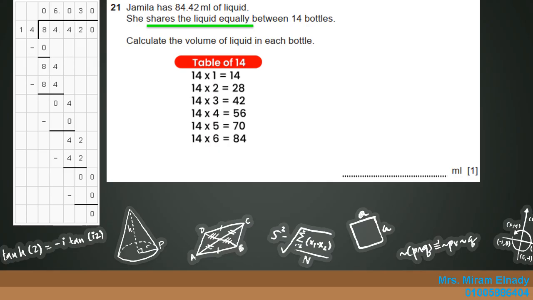4 divided by 14 will be 0, so I have to drop again 2. So 42 divided by 14, it's also from the timetable, is 3. So the final answer will be 6.03. And remember, because we have in the question itself 84.4842, the final answer also will have 2 decimal numbers, 6.03.